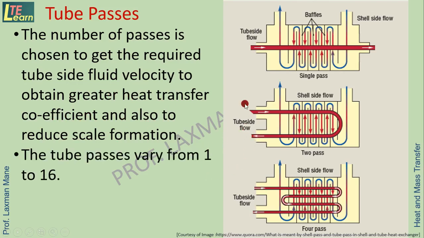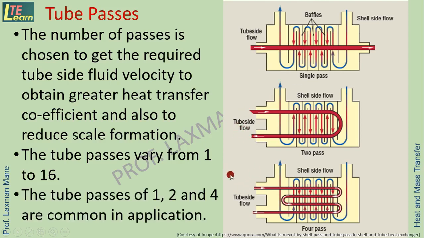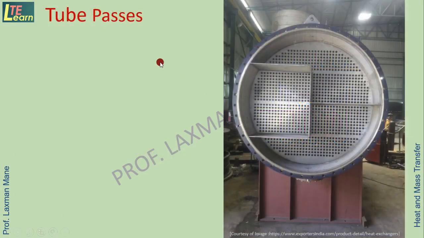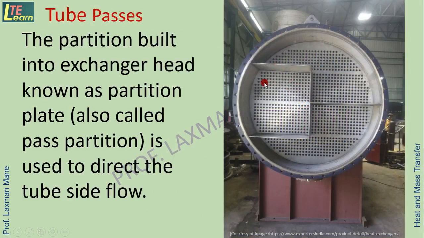The tube passes vary from 1 to 16. The tube passes of 1, 2 and 4 are common in application. Here in this photo we can see the partition built into the exchanger head, known as partition plate. It is also called a pass partition, which is used to direct the tube side flow. So here this shell area is divided by this partition into three parts. So here we can say three tube passes.